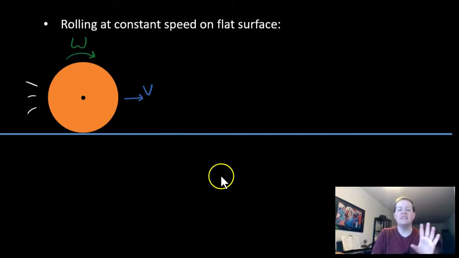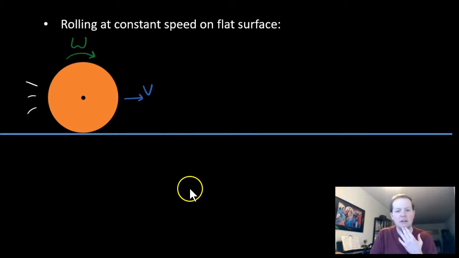I have an object that's now rolling on a flat surface. Is there a frictional force now? This is a common question I get. Is there a frictional force if it's rolling on a flat surface? The answer is no. And it's no for a couple reasons.